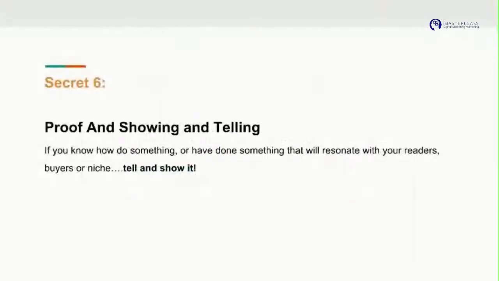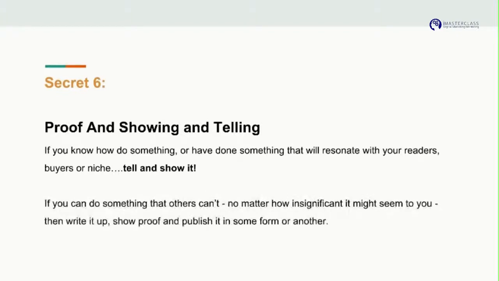All right, so here's number 6, proof and showing and telling. Now, if you can, you have to use this one. It's basically this. If you know how to do something or have done something that will resonate with your readers, buyers or niche, tell and show it. So let me give you an example. How I made $2,390 in 19 days using Facebook. Now, really, this is your classic internet marketing headline, and don't underestimate how well it works. This is an absolutely killer angle. Now, if you can do something that others can't, no matter how insignificant it might be to you, then write it up, show proof, and publish it in some form or another.